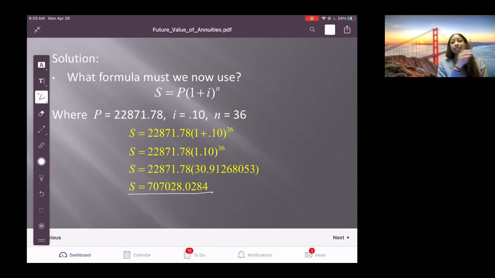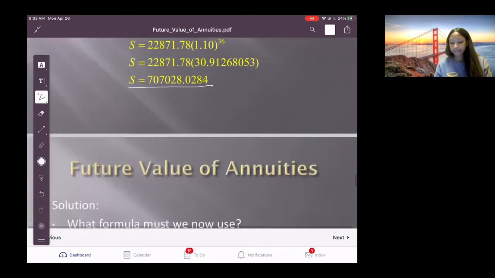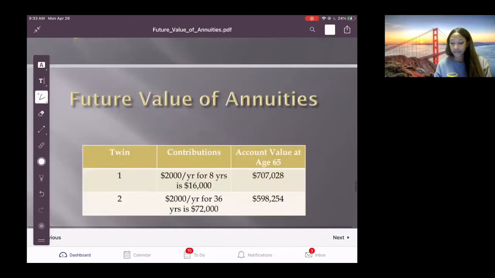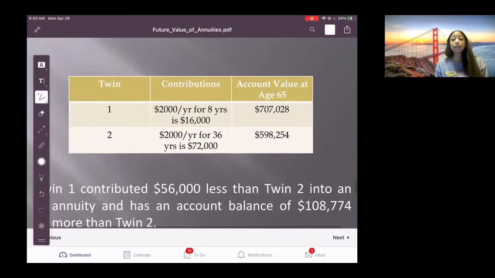So, a little bit surprising, but the person who only invested for 8 years in the beginning and then stopped putting money into their retirement account actually ends up with more money. Okay, so let's look at a little summary of what we have here. And also let's think about how much of their own money the twins invested into the account and how much is actually interest. So twin one only put in $2,000 at the end of the year for 8 years. So that's $16,000. And they ended up with about $707,000.